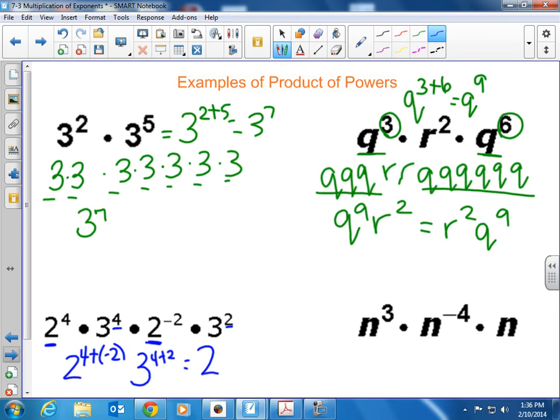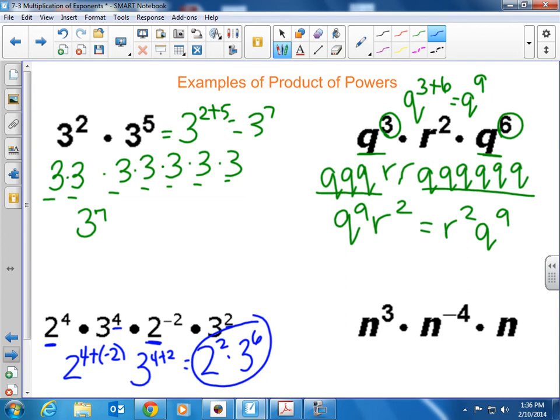2 to the 4 plus negative 2 is squared, times 3 to the, what's 4 plus 2? 6. Okay? You can leave your answer like that for now because I don't want to do 3 times 3 times 3 times 3 times 2 times 2. We could do that, and we could simplify and get one number, but for now, we're just going to leave it like that. Let's go over here.